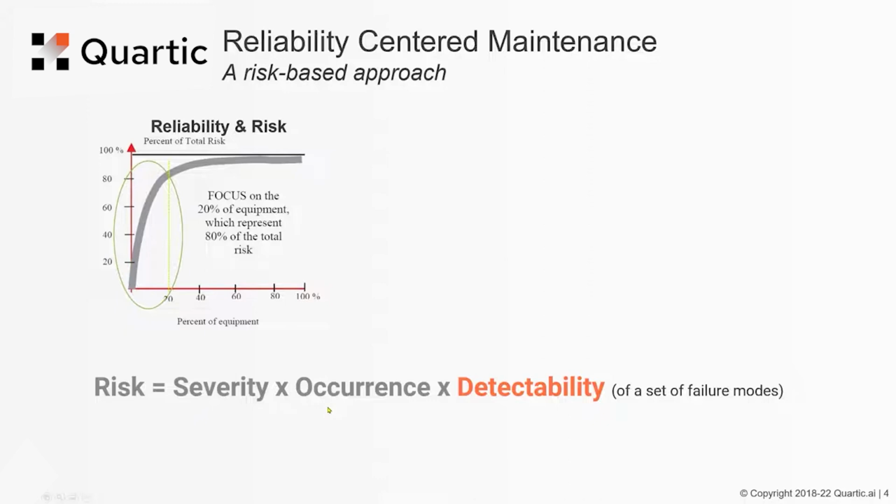Occurrence, which is what we'll be using the Quartic platform and reliability application to track, is how frequently each one of those failure modes triggers. And we do this using different rules and agents to see how my asset accumulates risk over time.